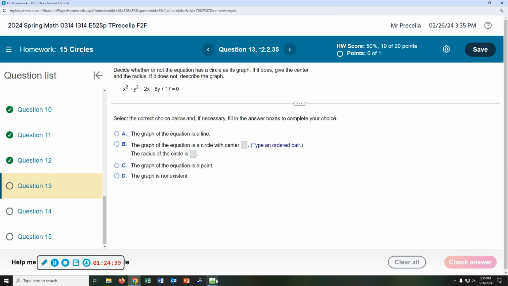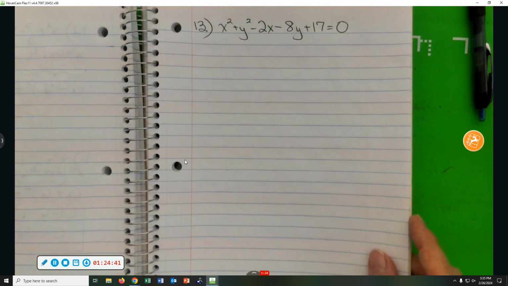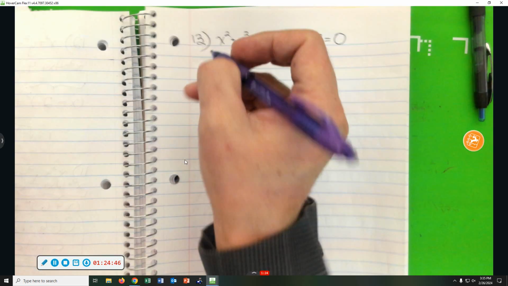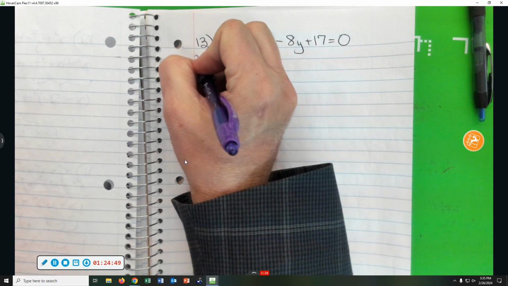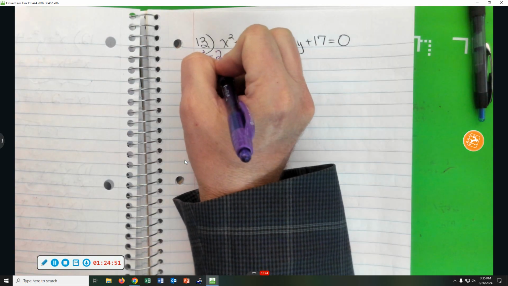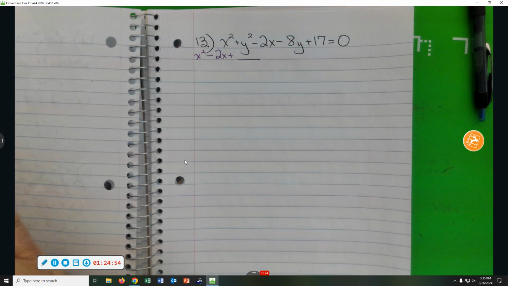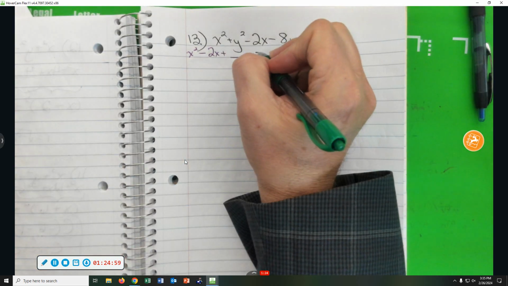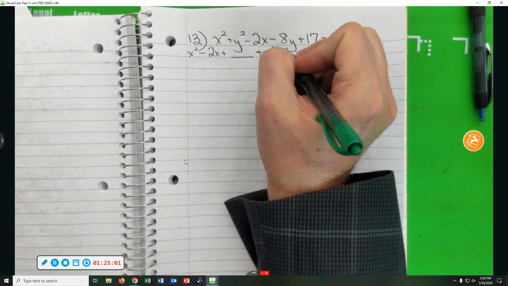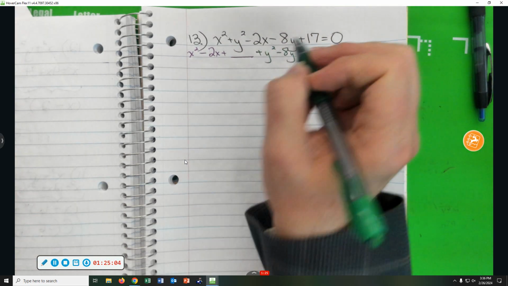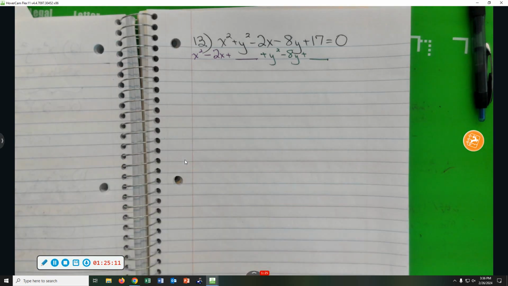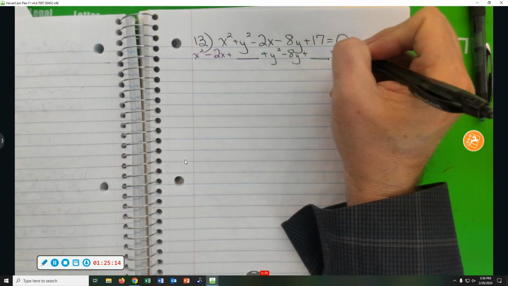So switching over to my paper, I group the x terms together: x squared minus 2x, plus skip some space. And then I group the y terms together: y squared minus 8y, plus skip some space. What have I got on the right-hand side? Negative 17.